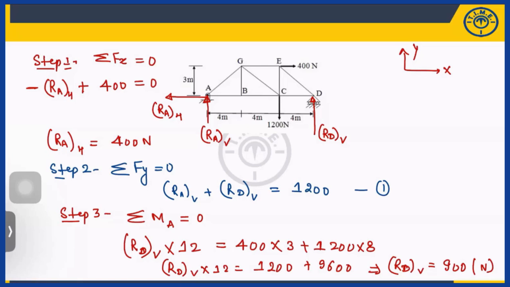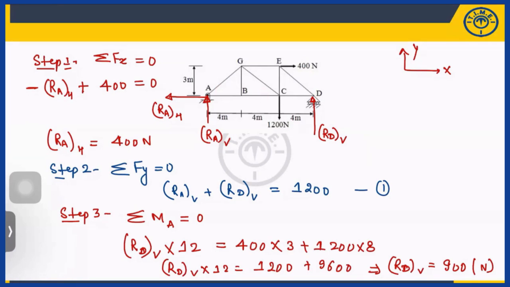So suppose if you consider the joint A, what are the forces which are acting? This force and this force. Two are known forces and two are unknown. So you have the two equations. You can easily calculate the force in member AG as well as in AB. Okay, but you have to calculate in BC.